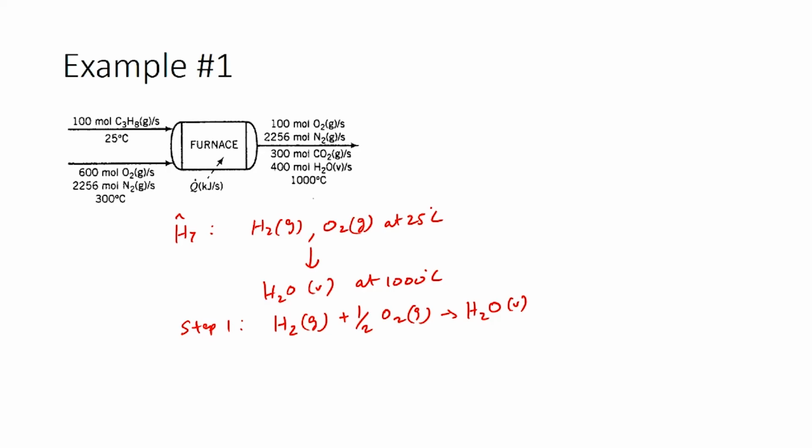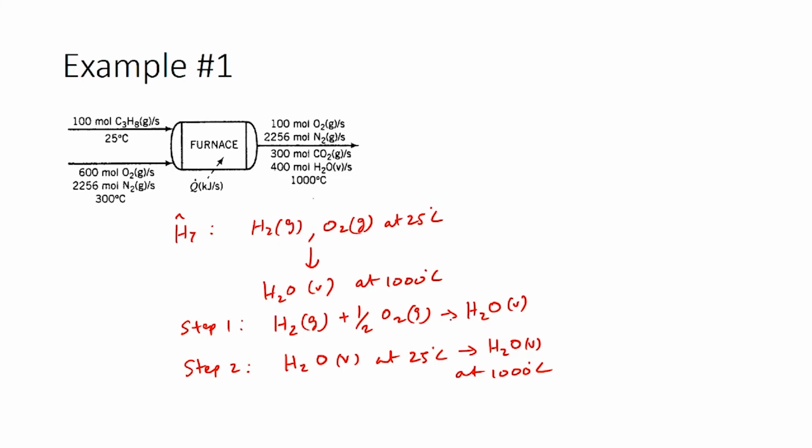So, this would be the heat of formation where the change in enthalpy is happening, and step 2 is where H2O vapor at 25 degrees Celsius goes to H2O vapor at 1000 degrees Celsius. So, these are two different steps which can be accounted for.